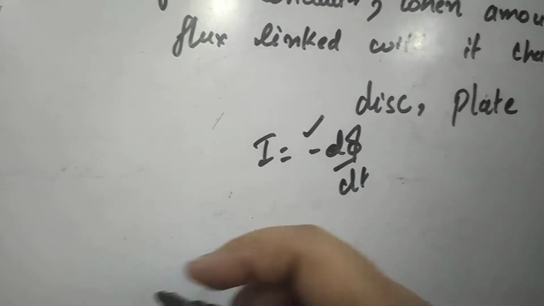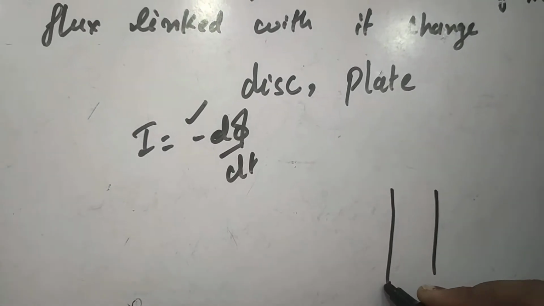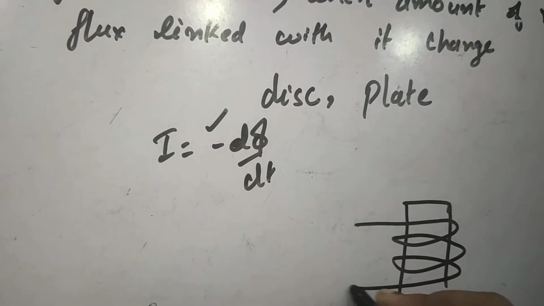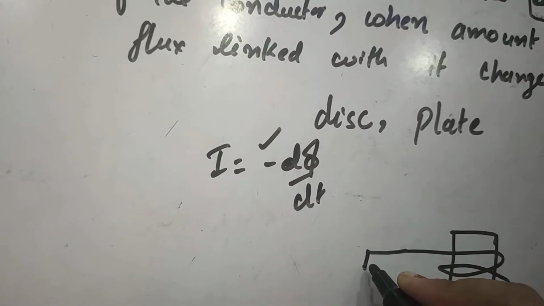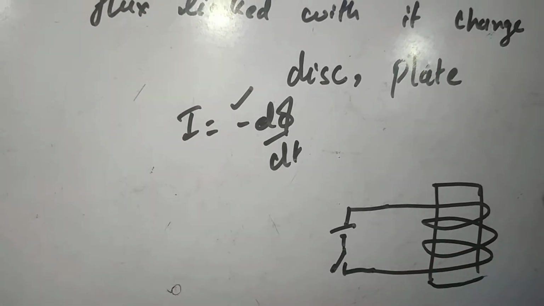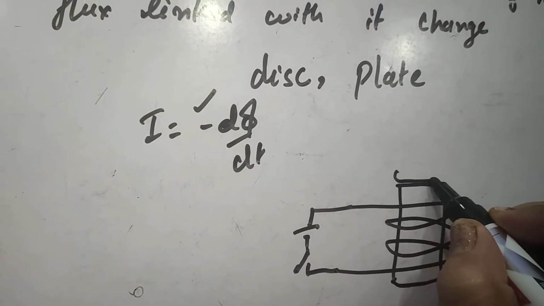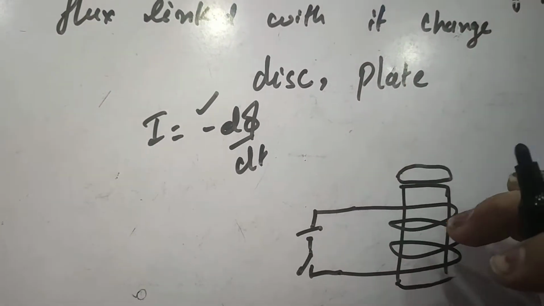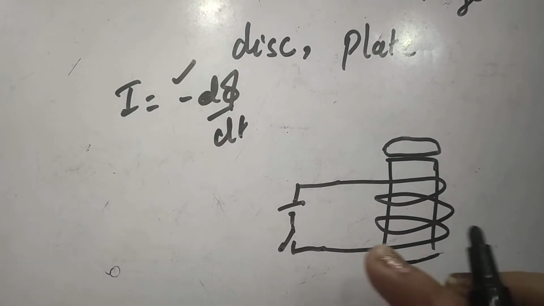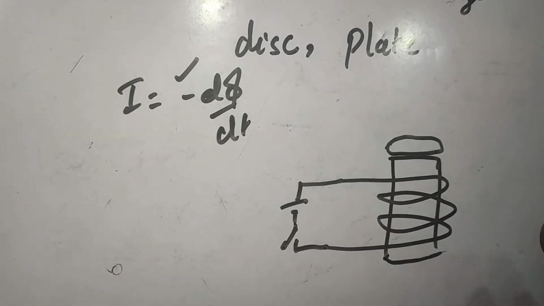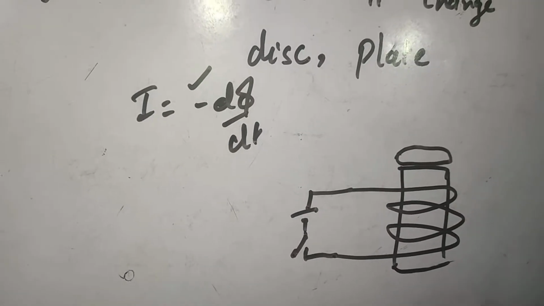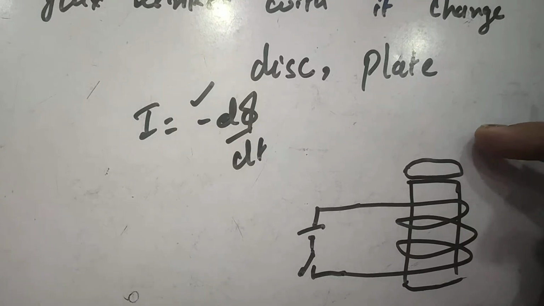For example, we have this metallic conductor, and we wrap a wire over it to make it just like a solenoid. We connect it with a cell and a key, and we keep a metallic disc over this rod. Now when we switch on the key, current increases, magnetic flux increases, so what will happen? In that case the current will be induced in the disc.